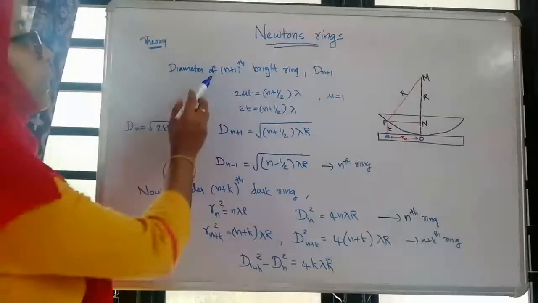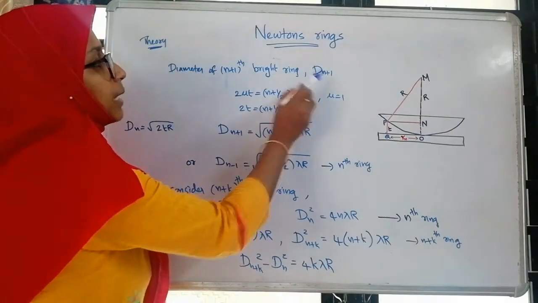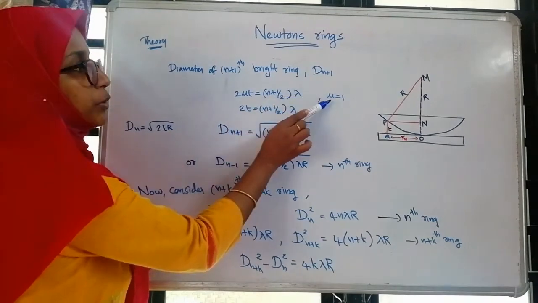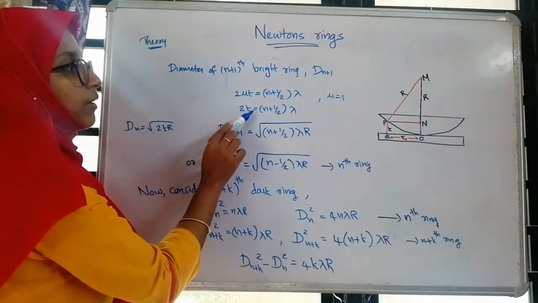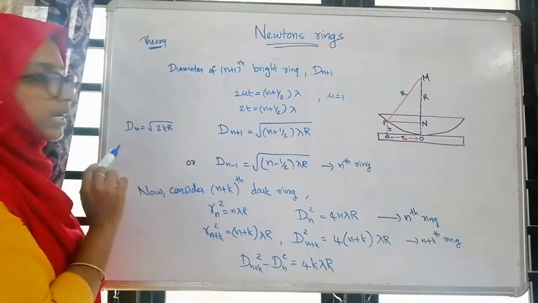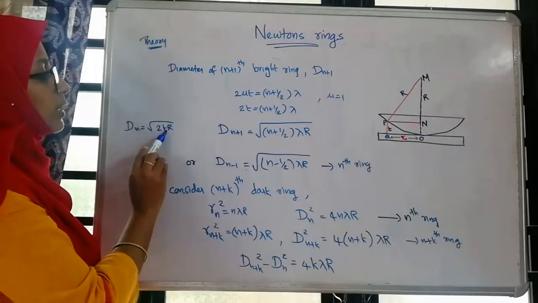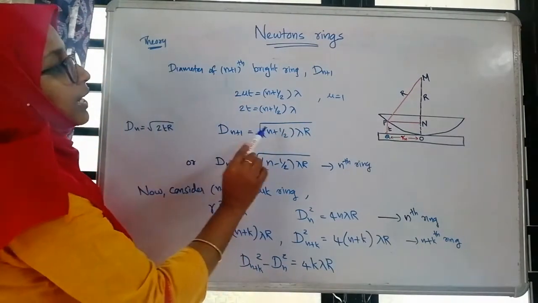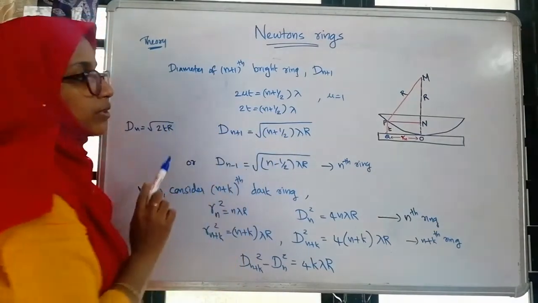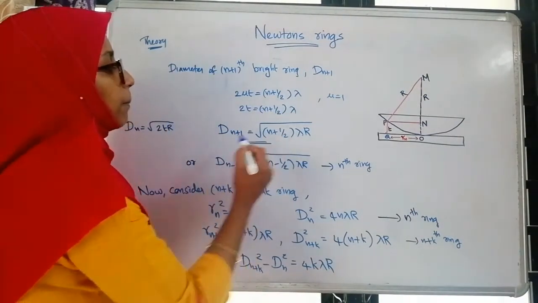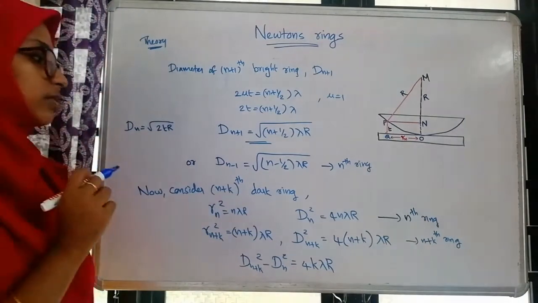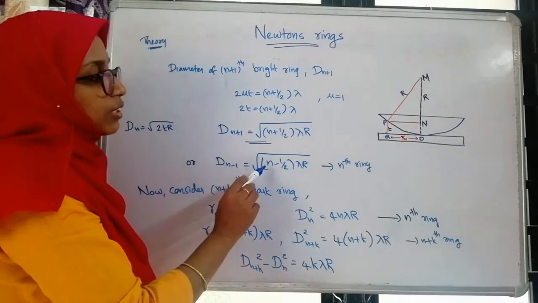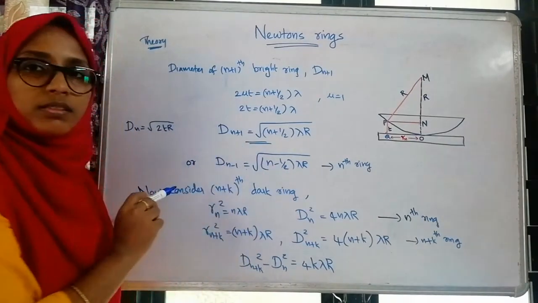So the diameter of the n plus 1 bright ring will be Dn plus 1. As we know, the condition for brightness is 2 mu T equal to n plus 1 by 2 lambda, and mu is equal to 1 for the air film. So 2T will be equal to n plus 1 by 2 lambda. And we know Dn is equal to root of 2TR in this. Dn plus 1 is equal to root of, in case of 2T we can replace n plus 1 by 2 lambda from this equation. That is the n plus 1 bright ring diameter. Or for the nth bright ring, Dn minus 1 is equal to n minus 1 by 2 lambda R, similarly.